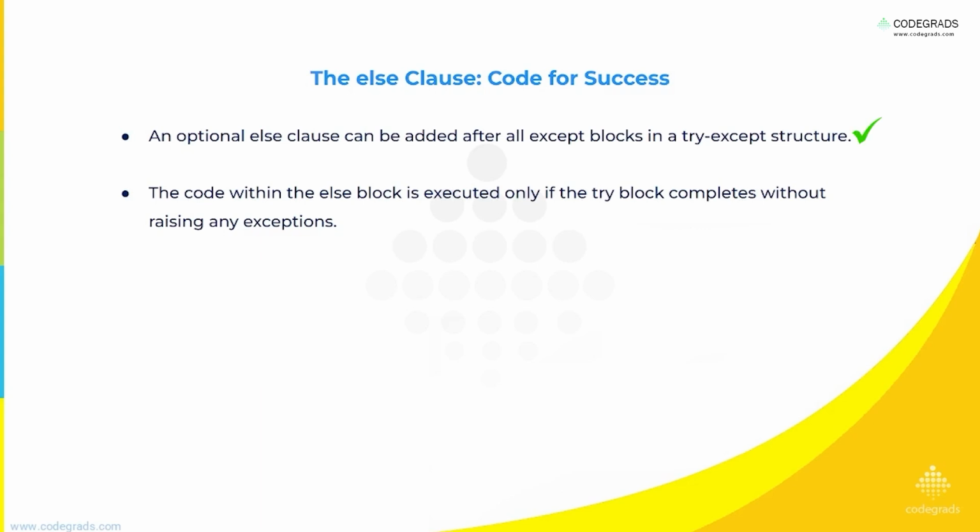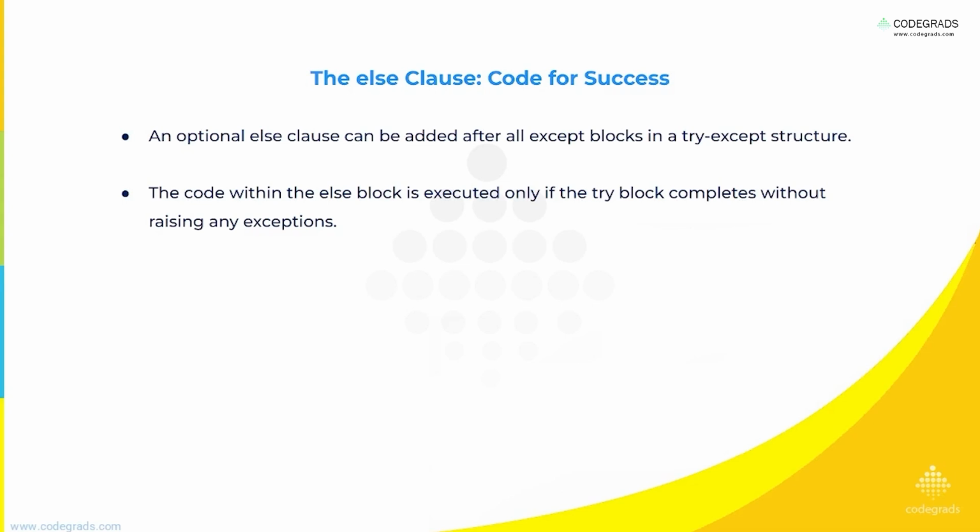Now the else clause, that is the code for success. An optional else clause can be added after all except blocks in a try except statement. The code within the else block is executed only if the try block completes without raising an exception. Suppose I wanted to divide 5 by 1. In the try block I will mention that x is equal to 5 divided by 1. In the except block I will mention the ZeroDivisionError and print "you can't divide by 0", but it is actually dividing by 1.